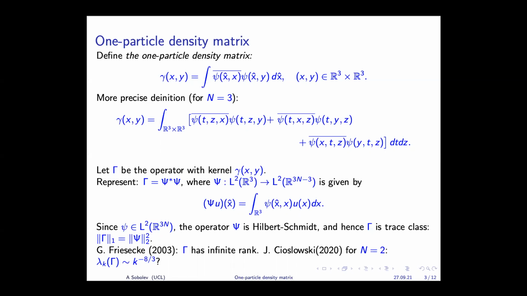The eigenvalues of this operator gamma. It was done for two particles, and it was not precise, as I said; it was a heuristic calculation. So my objective here is to obtain the precise asymptotic formula for eigenvalues, and you will see that this formula confirms this heuristic formula. It will be k to the power minus 8/3. Okay, so this is what I say: my objective is spectral asymptotics for gamma. Let's go to the next slide.